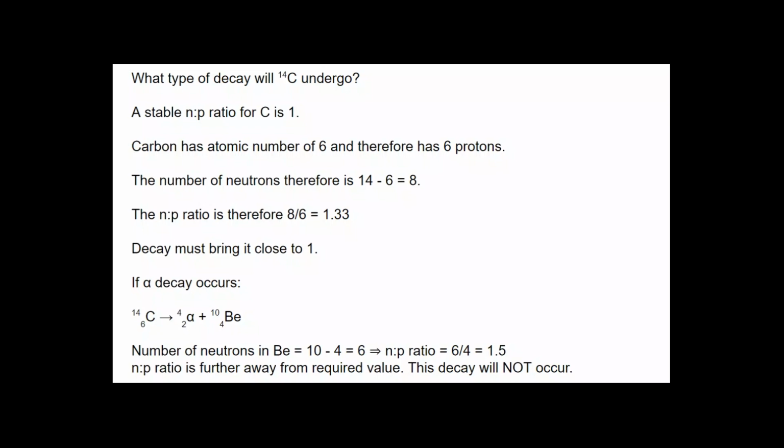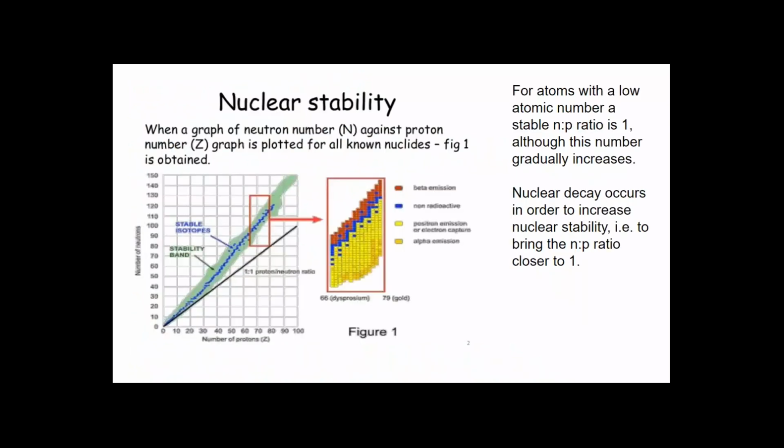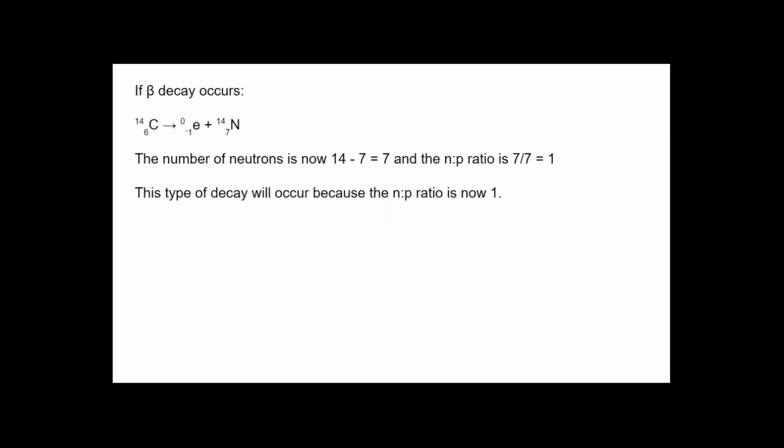And therefore we know that beta decay occurs. And that is why if the neutron-to-proton ratio is larger than 1, beta decay must occur in order to bring the ratio closer to 1. And if the ratio is smaller than 1, alpha decay will occur to bring the ratio closer to 1.